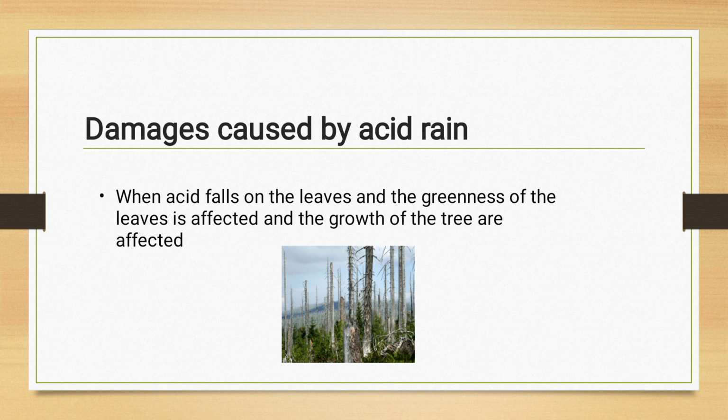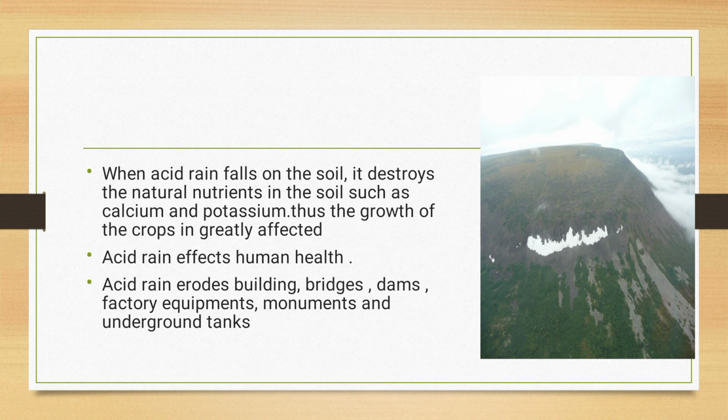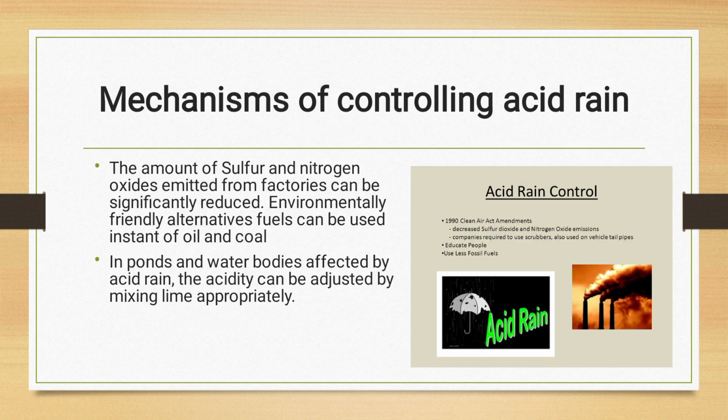Similarly, when acid rain falls on the soil, it will destroy the nutrients in the soil such as calcium and potassium, and thus the growth of the crops is also affected. When acid rain falls on the leaves, the greenness of the leaves gets affected, and the growth of trees is also affected. It will also affect human health. It will erode buildings, bridges, dams, factories, monuments, underground tanks, etc. So these are all the damages caused by acid rain.